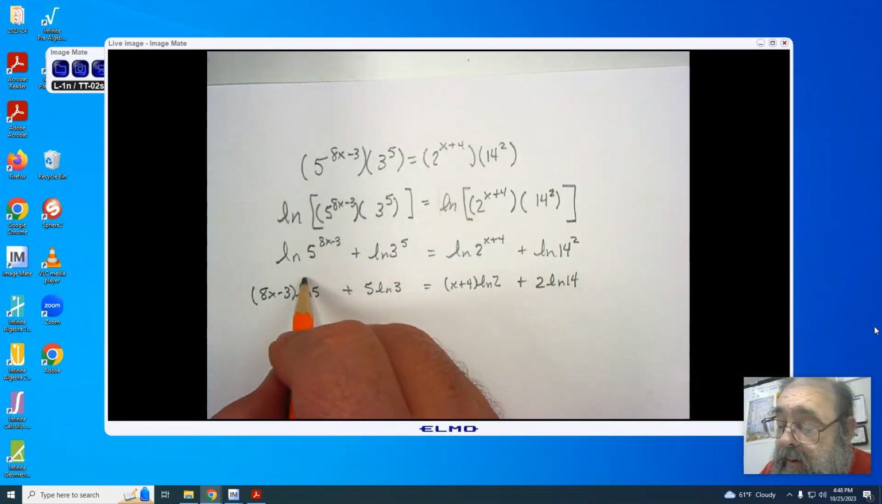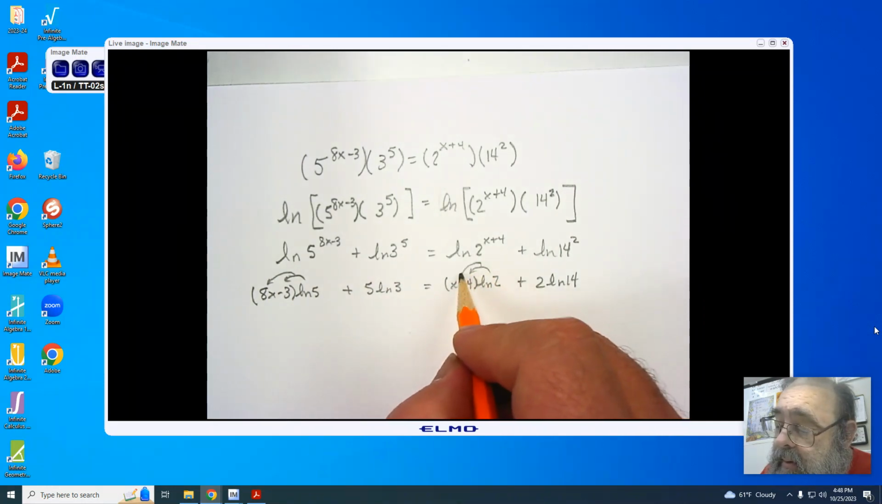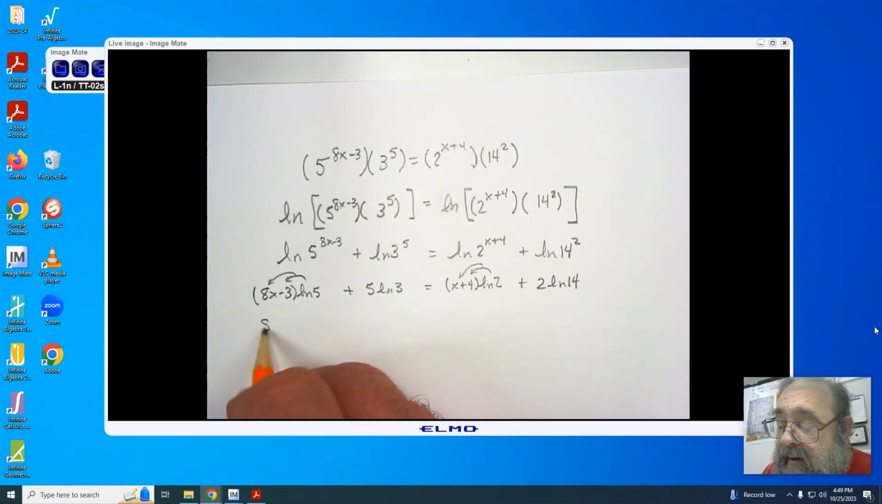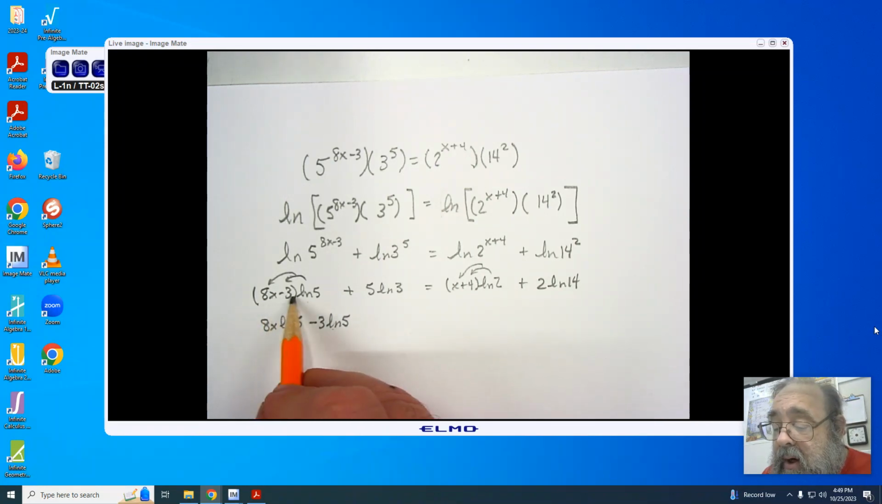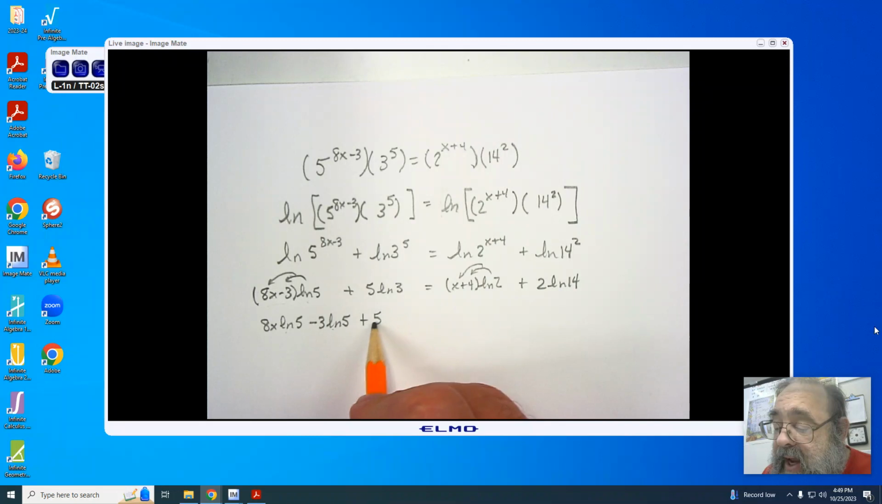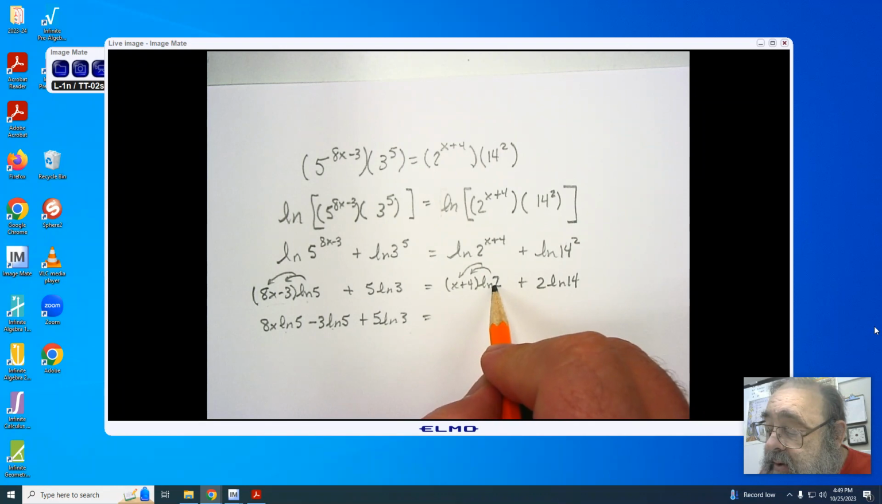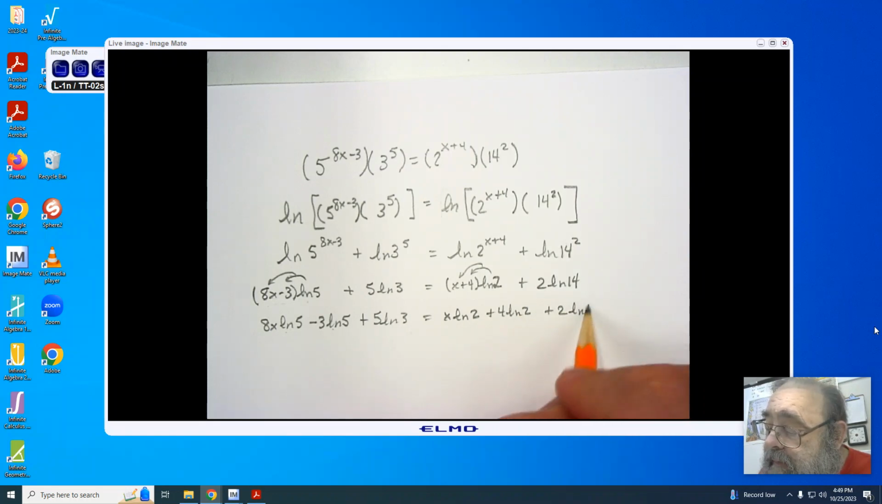We now have to distribute. We're going to distribute to both terms inside of each parenthesis. Notice 2 terms. Natural log of 5 has to be attached to both. So we have 8x natural log of 5 minus 3 natural log of 5. See how the natural log of 5 went behind both terms. This stays the same, and we repeat the process. Once again, this is of 2. So I have x natural log of 2 plus 4 natural log of 2 plus 2 natural log of 14.